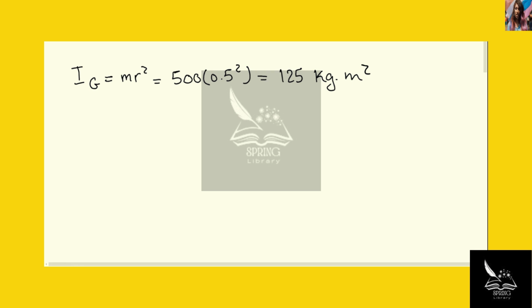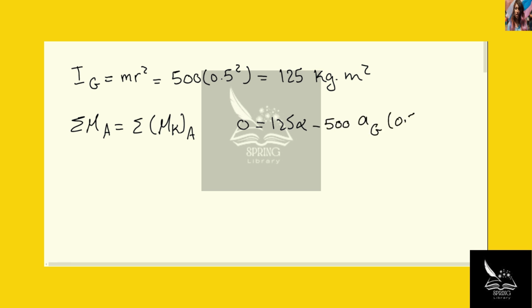And now, by writing the moment equation of motion about point A, the sum of moment about A equals the sum of (Mk) around A equals 0, 125 alpha minus 500 Ag multiply 0.5, and this equation is number 1.